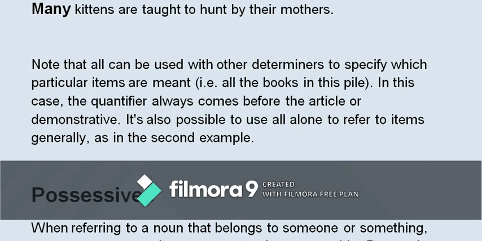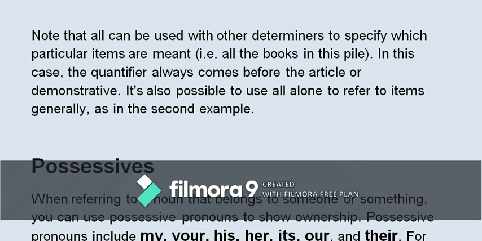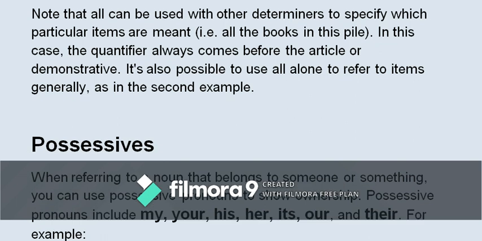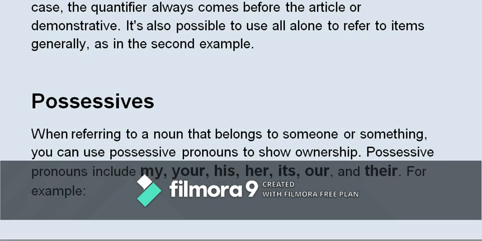Proceeding further, now we have possessive. Possessive means to show something belonging to someone. Words like my, your, his, her, its, our and their. And when referring to a noun that belongs to someone or something, you can use possessive pronouns to show ownership. Possessive pronouns include my, your, his, her, its, our and their.